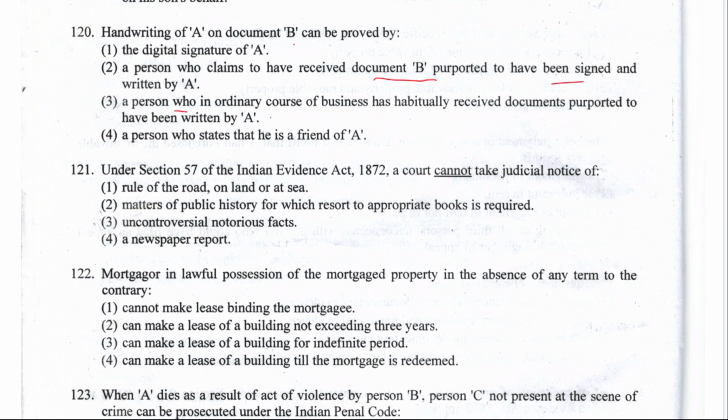Person who in ordinary course of business has habitually received document purported to have been written by A. Person who stated that he is a friend of A. Answer would be 3. And where it is mentioned, section 47 explanation talks about that.